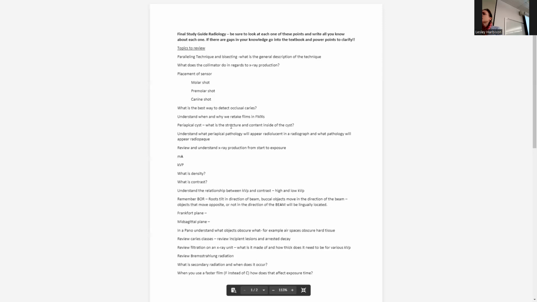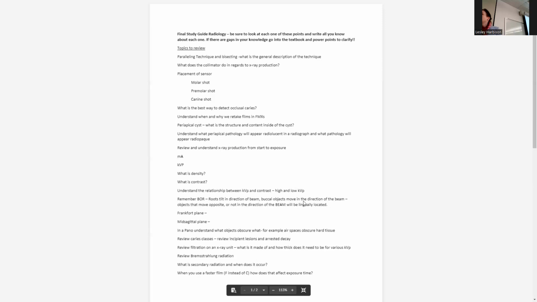Periapical cyst, what's the structure and content inside a cyst? Epithelial lining. So that's a big key. A periapical abscess might have pus in it or something else, but it's not going to be lined with epithelial cells, while a cyst will. That's really the big distinguishing thing, because a cyst can be filled with fluid or air, or there could be nothing in there. But it's that epithelial lining that distinguishes it. So that's a big take-home point for that one.